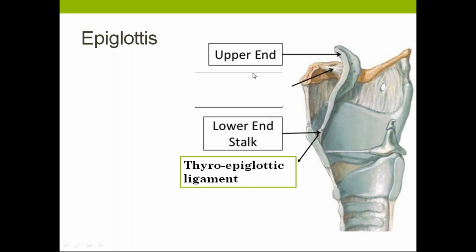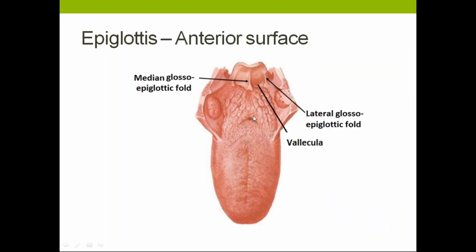Next we'll go on to the anterior surface. This is the tongue. You can see the superior view of the tongue. And this is the epiglottis. Now this is the anterior surface, which is attached to the tongue by three folds. What are the three folds? In the median part, you can see a fold. This is called the median glossoepiglottic fold. On the lateral side, you can see two folds here. These are the lateral glossoepiglottic folds. Glosso means tongue, that is, attachment between the tongue and the epiglottis. In between, you can see a depression. This depression is called the vallecula.